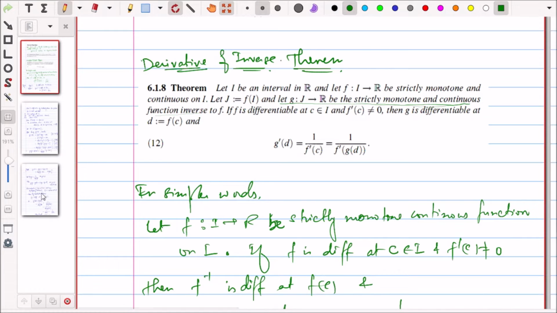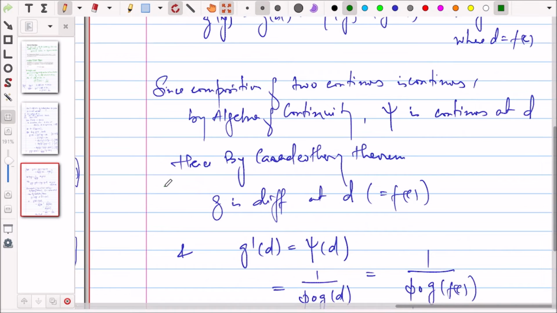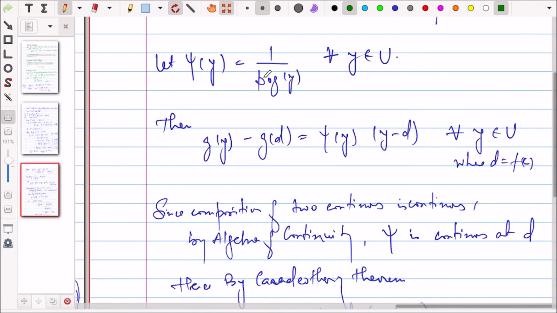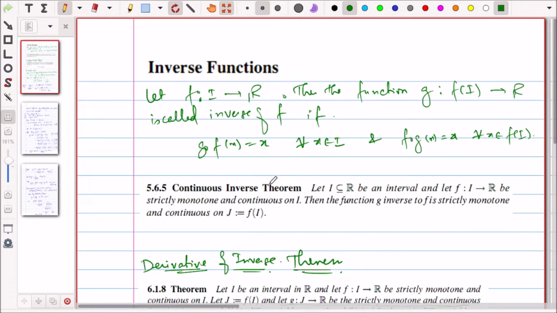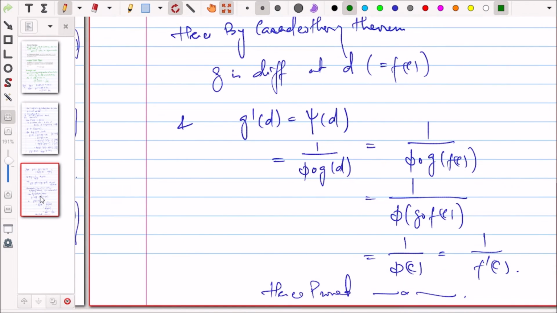Because we have used the continuity of g here. g is continuous only when f is strictly monotone and continuous, and here we are using a composition of two continuous functions. So to say phi of g is continuous, we need g continuous, and the continuity of g comes because f is strictly monotone and continuous, by the continuous inverse theorem. Is it fine? Okay.